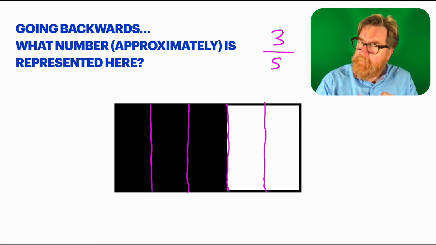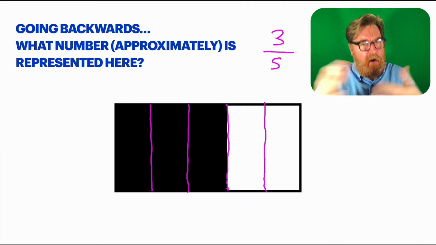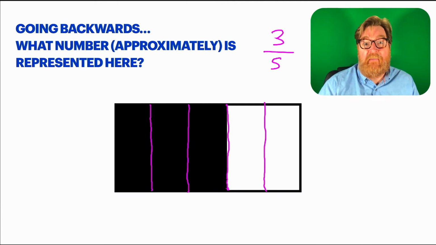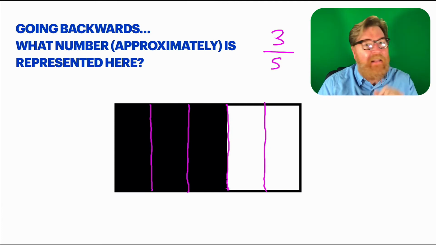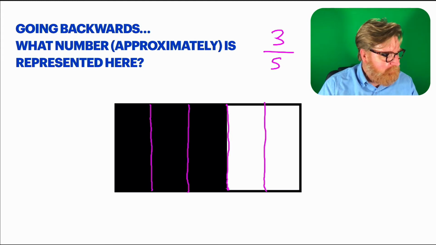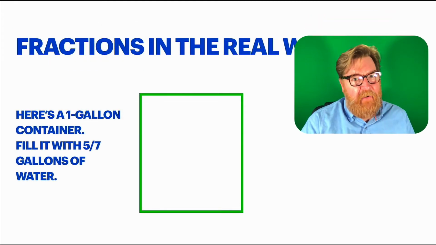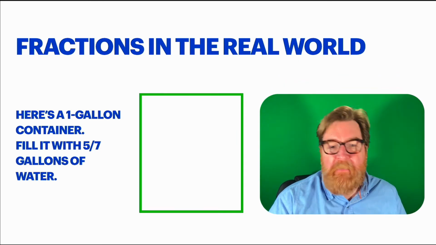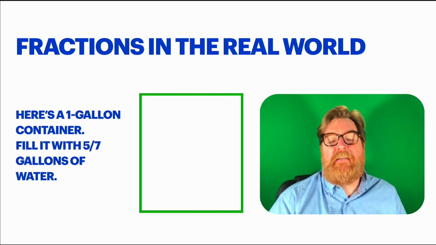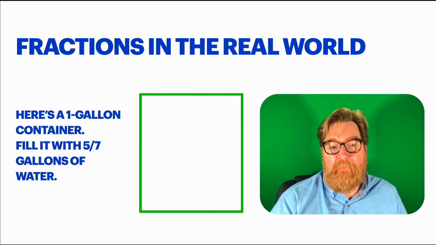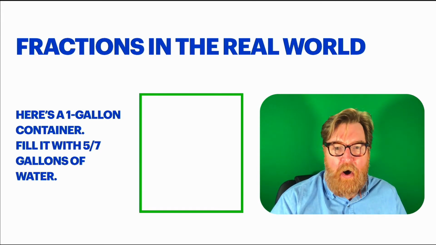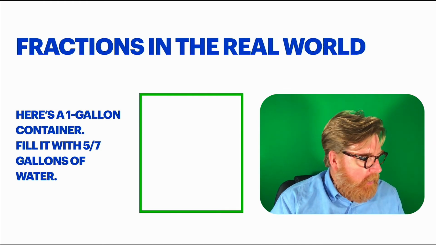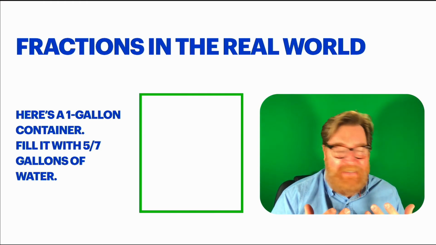All right. It's a little bit tougher to go backwards, and there are many, many answers that would be correct for that approximation, especially if they didn't tell us the denominator. Okay. The best part about fractions is you're going to use them all the time in the real world. Like, for example, here, if you've got a 1-gallon container and you want to fill it up with 5/7 gallons of water for something you're doing, then you should be able to do that. It's the same idea, isn't it?